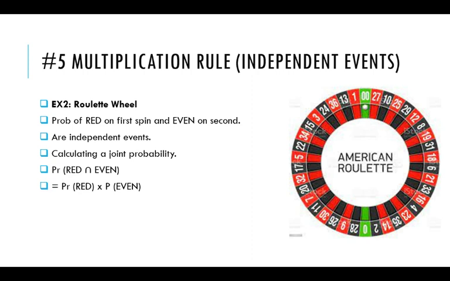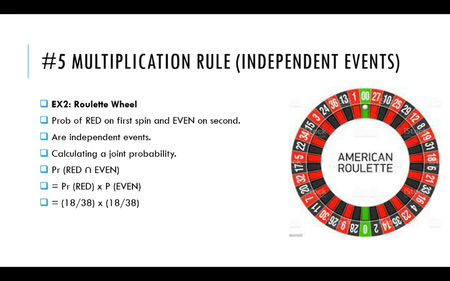So we're going to calculate that as the probability of red multiplied by the probability of even. So I need to look at those two individual probabilities. Well, if I want to calculate the probability of red, how would I do that? Well, I know there are 18 red spaces out of a sample space of 38, right? There's 18 red outcomes out of 38. And for even, it turns out we have 18 even outcomes out of a sample space of 38.